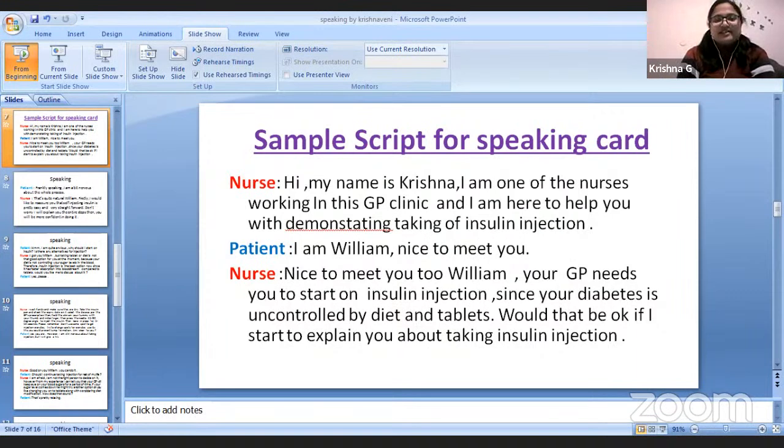Hi, my name is Krishna. I'm one of the nurses working in this GP clinic, and I'm here to help you with demonstrating taking of insulin injection. Hi, I'm William. Nice to meet you. And nice to meet you, William. Your GP needs you to start on insulin injection since your diabetes is not controlled by diet and tablets. Would that be okay if I start to explain to you about taking insulin injection?